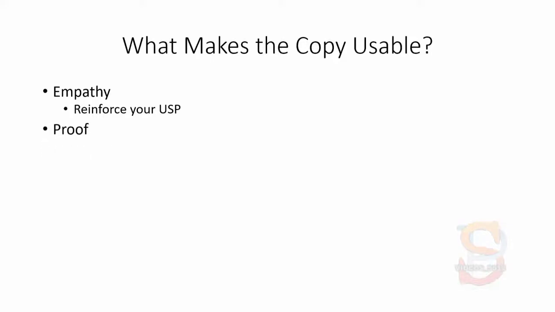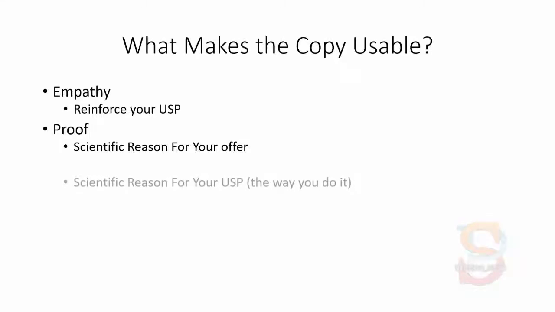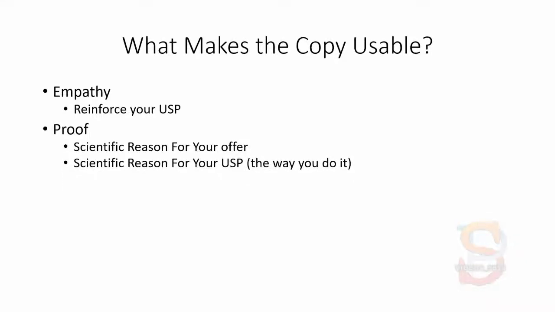You can make your copy usable in terms of proof. What is the scientific reason for them needing what you are offering? Right now, again, that's what proof does. But again, we come back to the USP. What is the scientific reason that you do things the way you do them?